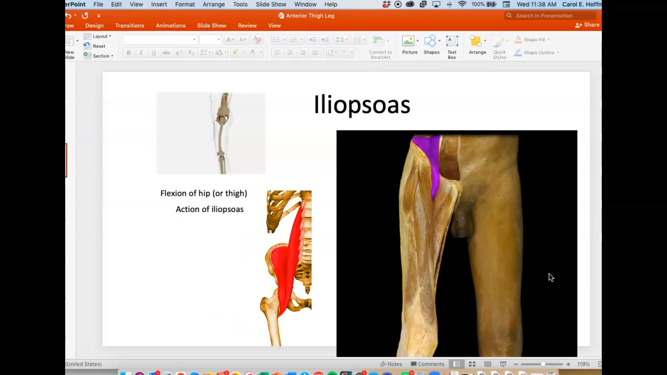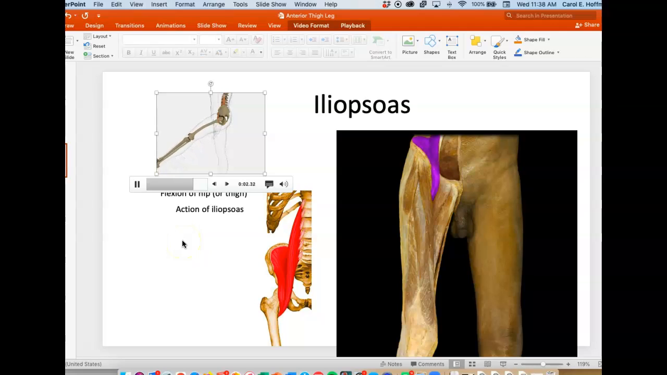Next one, iliopsoas. The P is silent, iliopsoas, and this really is the combination of two muscles, the iliacus and the psoas major. So we're going to just look at it in this section here, and we're just joining them together and calling them the iliopsoas. And this one is important for hip flexion. It's a really important hip flexor. It's one hip flexor that gives soccer players lots of trouble because of overuse, and this becomes very sore here. So let's see the action. So that's to flex the hip.